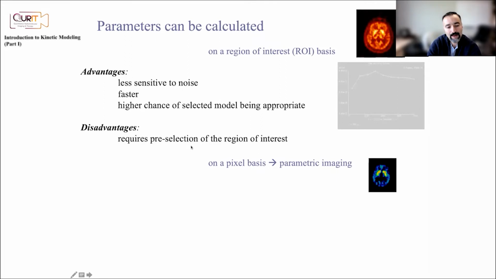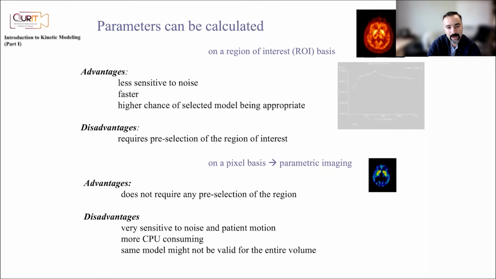But when you do parametric imaging, or parameter estimation at the pixel or voxel level, you are not pre-selecting any region. Of course, it's going to be more computationally intense. That's okay, but it's also going to be very sensitive to noise, so you have to be careful about that. This field of parametric imaging is an exciting field, and it requires a lot of attention.